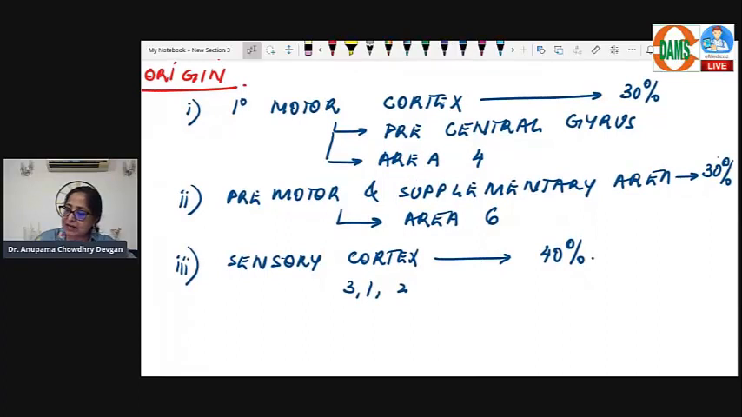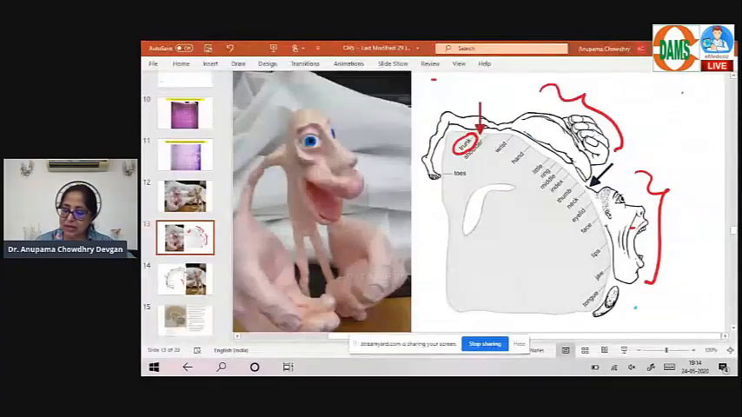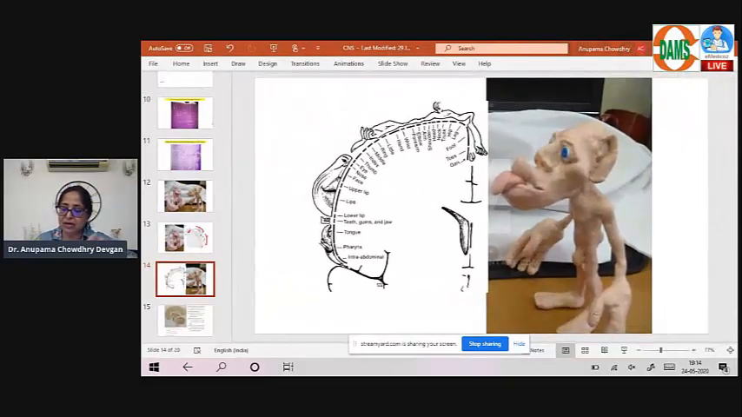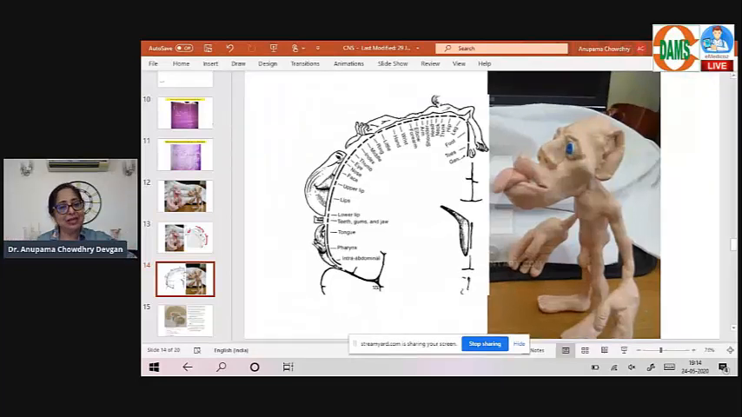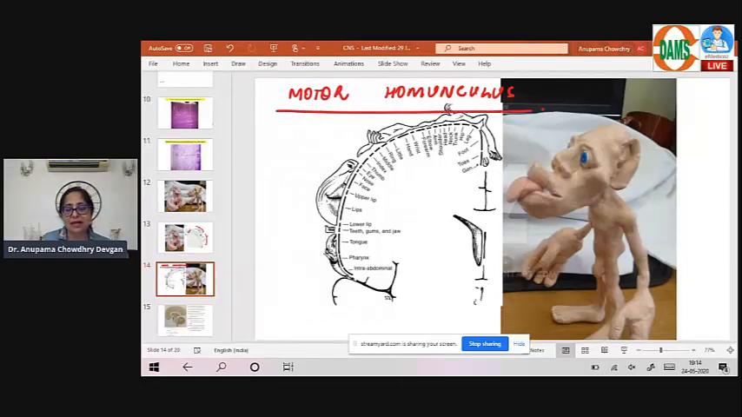Now, there is something known as the motor homunculus. Let me just show you the motor homunculus as well. What does the motor homunculus look like? This is the motor homunculus. If you look at it, there is a map of the body even in the precentral gyrus. This is in the precentral gyrus.